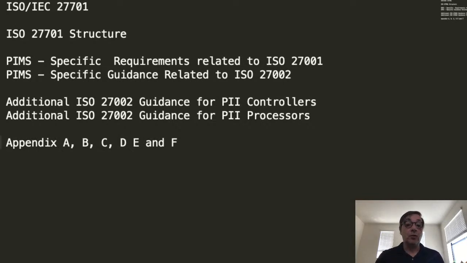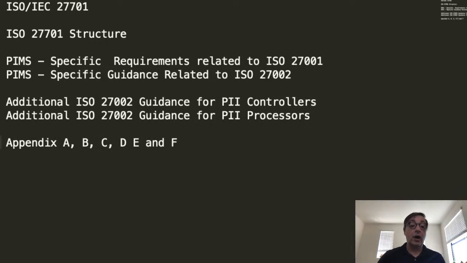The PIMS specific reference control objectives and controls for PII controllers. So this annex is for use by organizations acting as PII controllers with or without the use of PII processors. It extends the ISO 27001 Annex A, and the additional or modified control objectives and controls listed in the table A1 in that case are directly derived from and aligned with those defined in this document and are to be used in context with the ISO 27001.